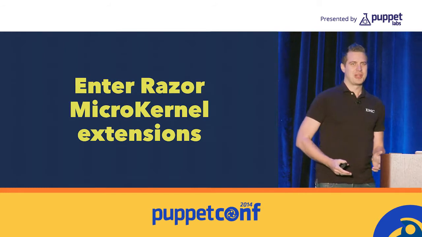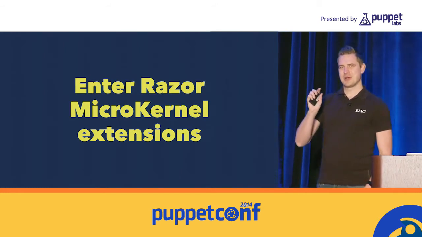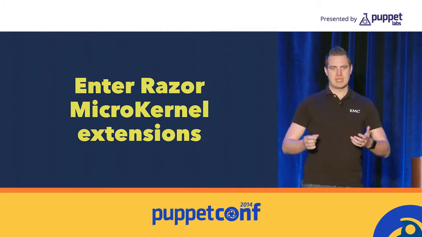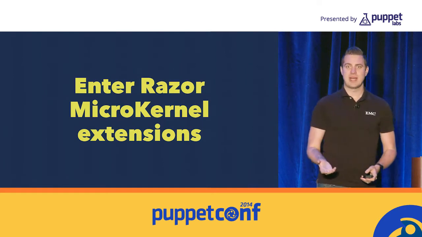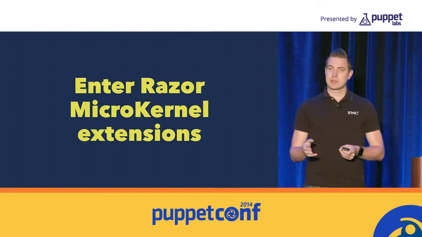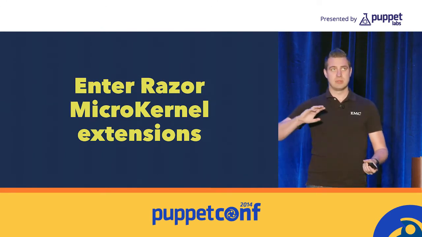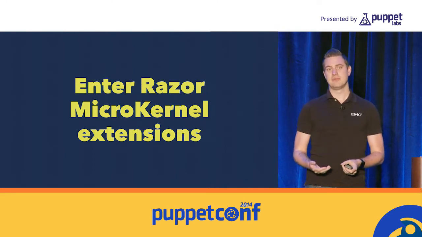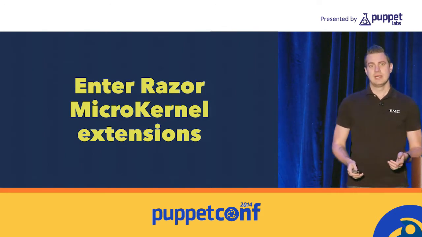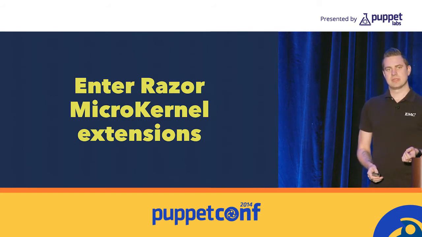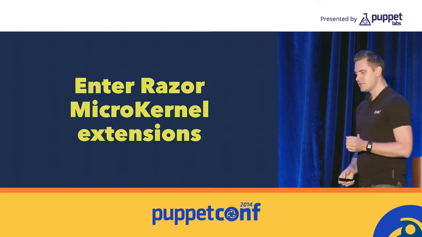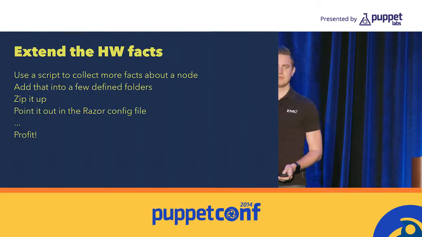Enter Razor microkernel extensions. This is a really small thing that they added in for the last release of Razor in May. That was just made for making it easy to add new facts. So you could actually add new facts to your Razor microkernel without having to build your own, roll your own microkernel every time, which a lot of people were doing. So they just added this as a fun thing, and I read up on it and I said, that's perfect. That's exactly what we want to use. A Razor microkernel extension is a very, very simple thing.